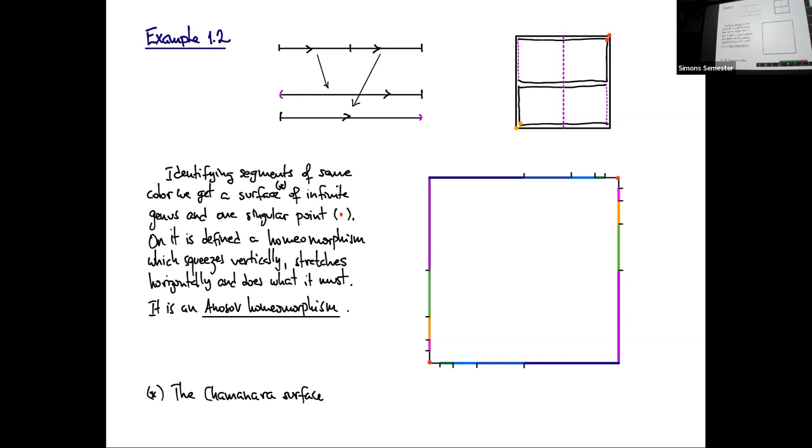And then you have a map here, which again is one of these linear maps. It squeezes vertically, stretches horizontally, and the matrix is linear, in these Euclidean, these Cartesian coordinates with horizontal and vertical axis, and it squeezes vertically by two, stretches horizontally by two. Okay? And that's not even a pseudo-Anosov map. It's an Anosov map. There are no singular points except for the singular point. If you remove the singular point, it's completely Anosov. There are no singular points, no singular leaves of the foliations anymore. Okay, the foliation is completely regular at all points, except obviously at that point, which is not a surface point. The surface has a name. It's called the Chamanara surface.